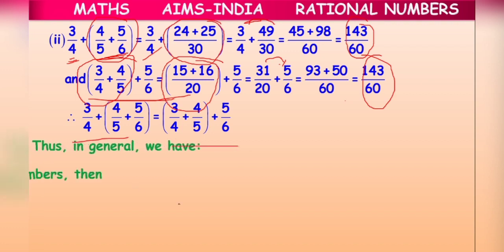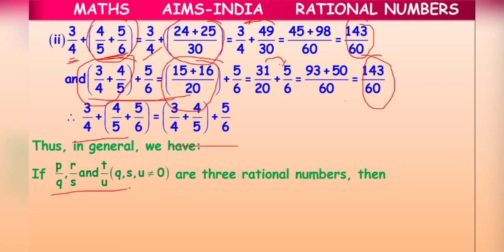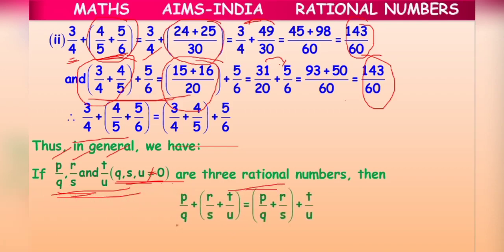So what does it mean? If we have three fractions, what are they? P by Q, R by S, T by U. If we have three fractions, what is the condition? QSU should not be equal to 0, which means the denominators are not equal to 0. If these are three rational numbers, then P by Q plus these two, 1 and 2, grouped together, combined with the third.